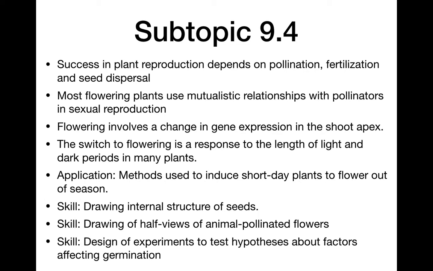So here's our list from the IBO. Success in plant reproduction depends on pollination, fertilization, and seed dispersal. Most flowering plants use mutualistic relationships with pollinators in sexual reproduction.